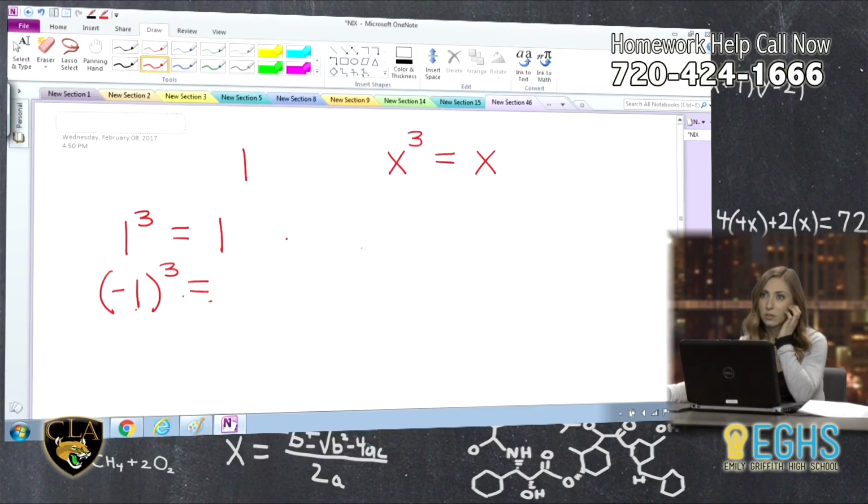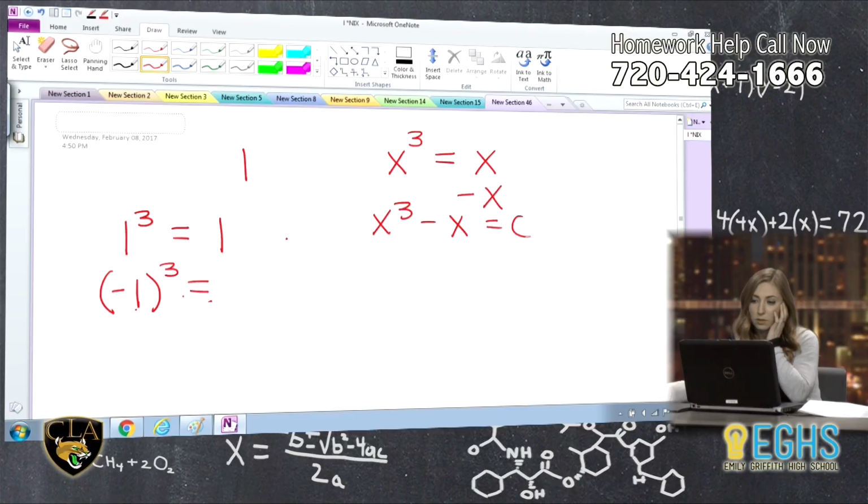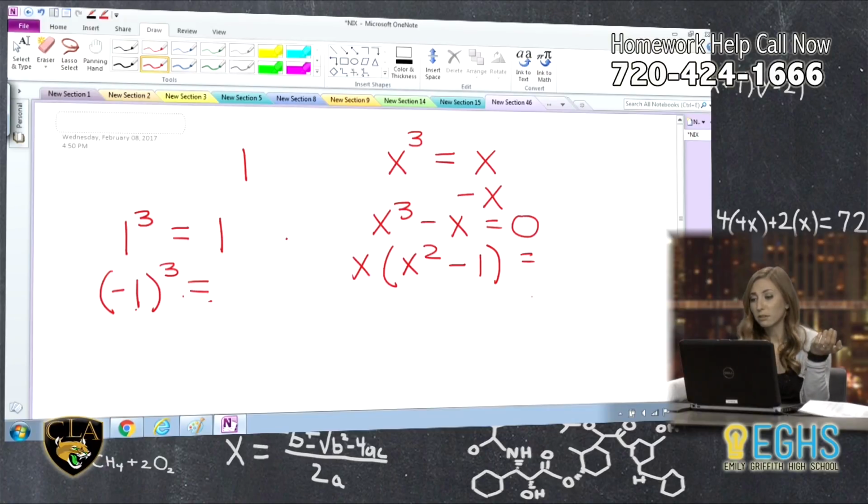Yeah, because you just set it equal to 0. So minus x, and then factor out an x, so x squared minus 1. Yeah. And so that gives us the numbers that we, okay, yeah. All right, let's do that.